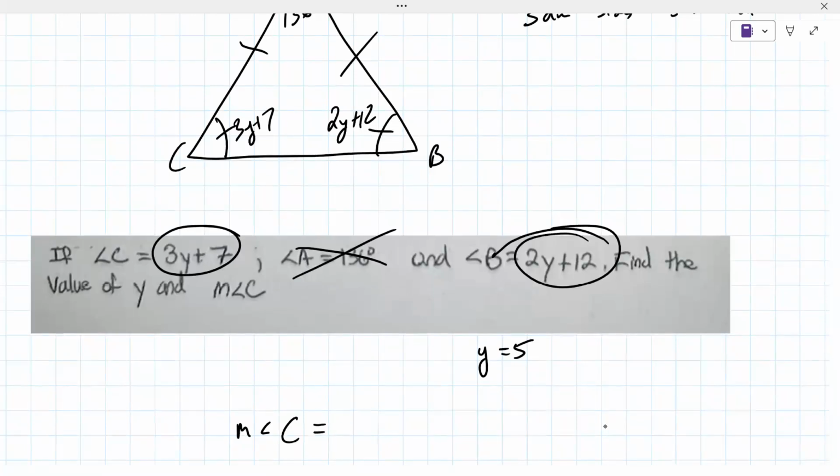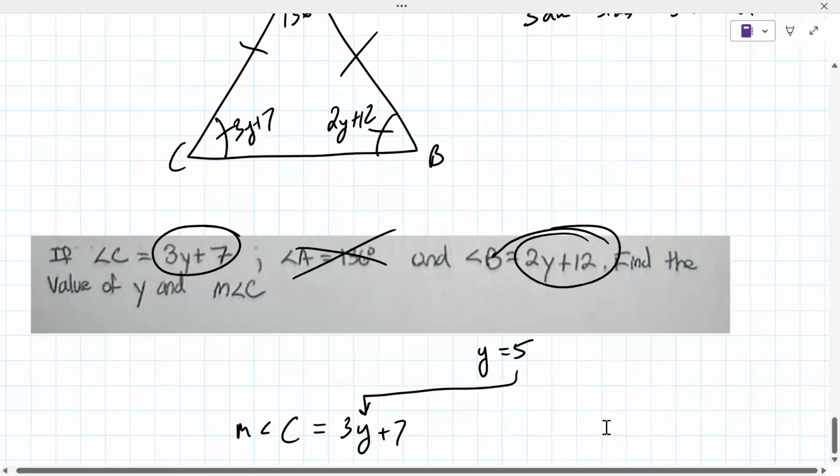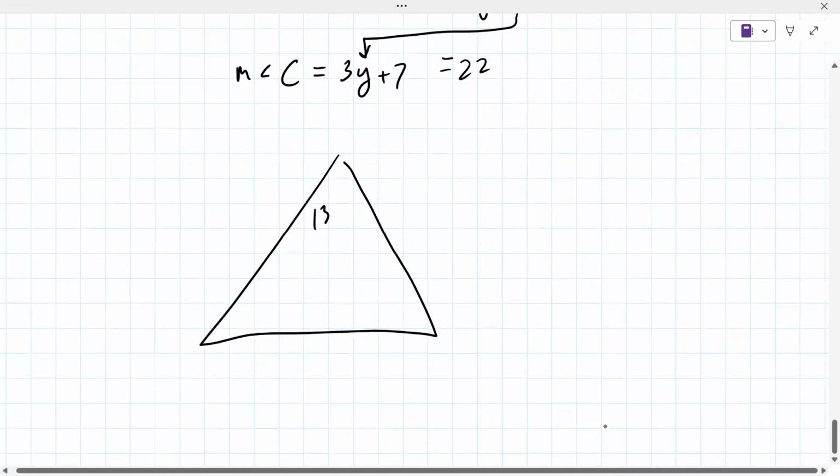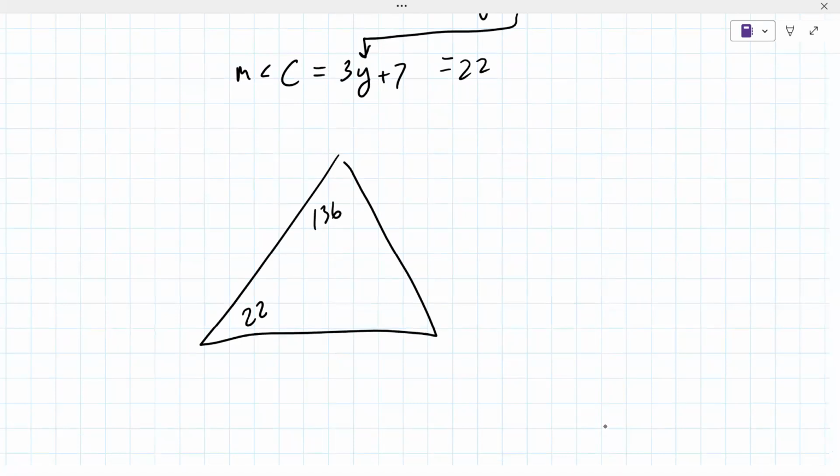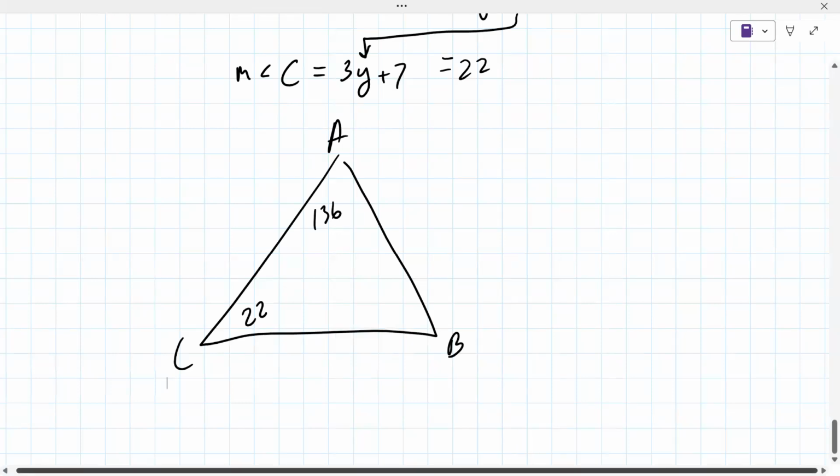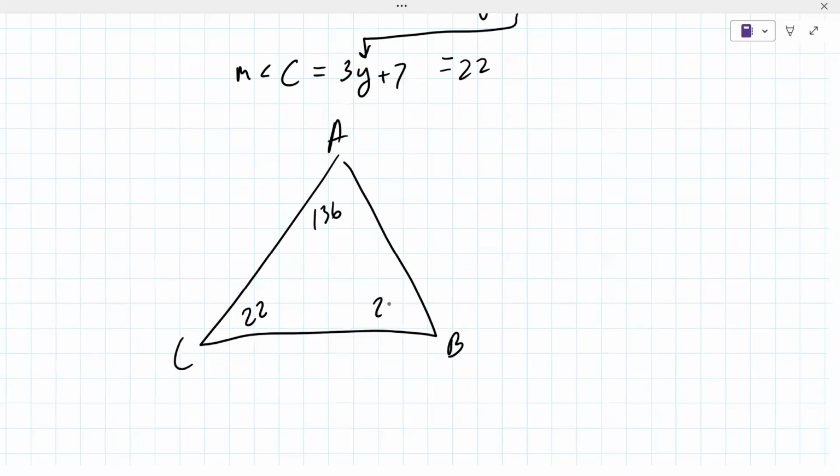Sorry, we found the value of y. To find the measure of angle C, you're going to put that back in. Twenty-two. Okay. Now let's go back and look at the triangle. 136, 22. What is the other angle over here to the right? Twenty-two as well. Are you surprised by that?